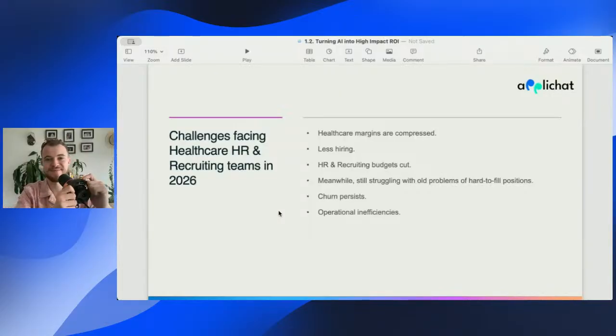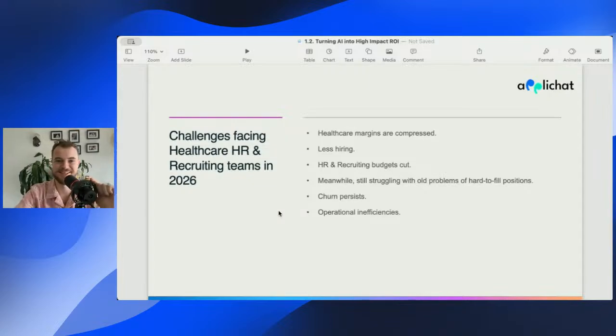And at the same time, the old problems remain. Struggling with hard to fill positions like physicians, specialty nursing roles, APPs. Churn is still ongoing. Retention hasn't really improved too much. And there's operational inefficiencies. A lot of recruiters who are a bit old style, have been with organizations for a while, are struggling to keep up with everything that's changing in healthcare recruiting.